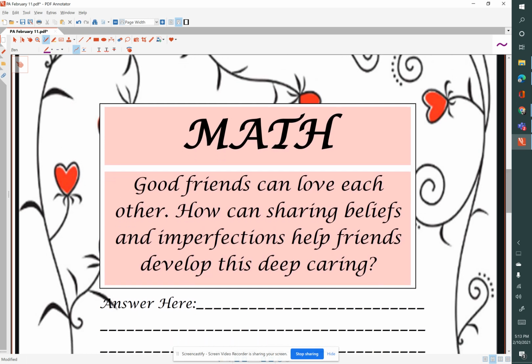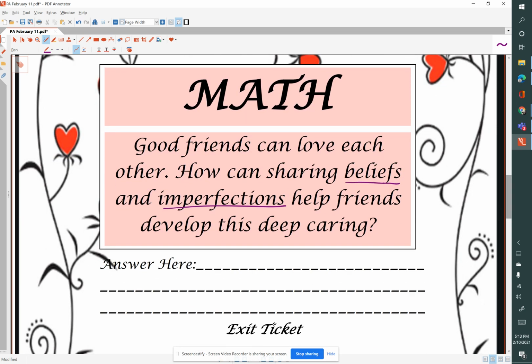So our Do Now prompt is: good friends can love each other. How can sharing beliefs and imperfections help friends develop this deep caring? We always think of our friends as people who go to the same school or are in the same grade. Maybe they go to my club or swim with me, somebody on my swim team or our football team, or I go to the same church. But sometimes it's the imperfections, not just the things that are the same, that can help us appreciate and care for each other.